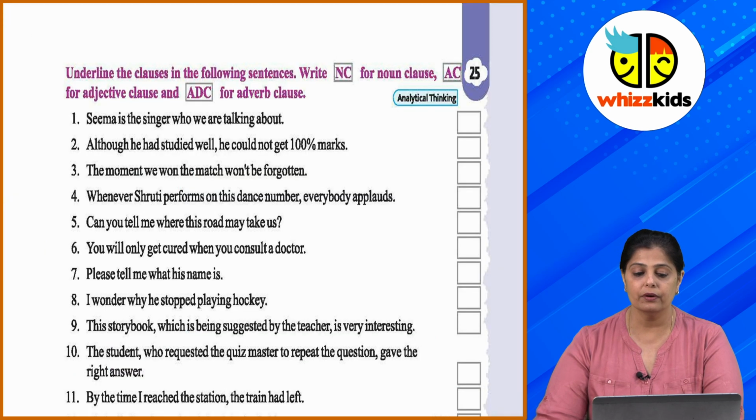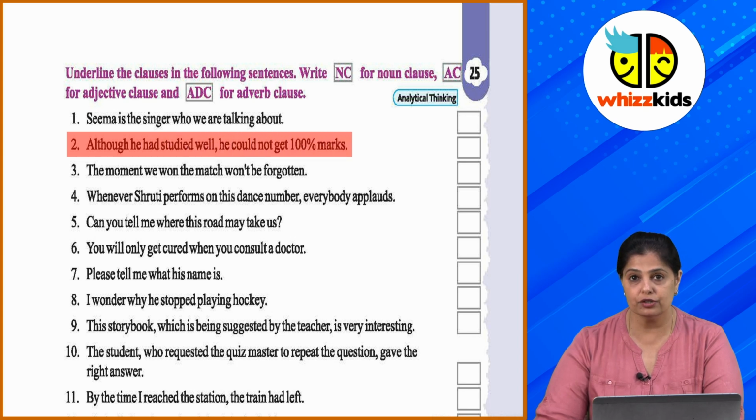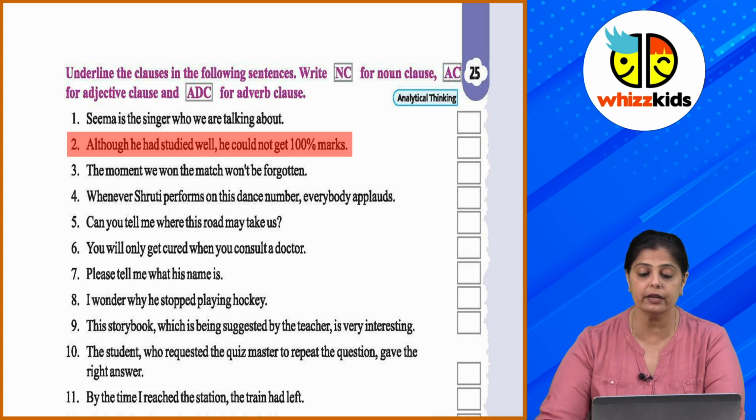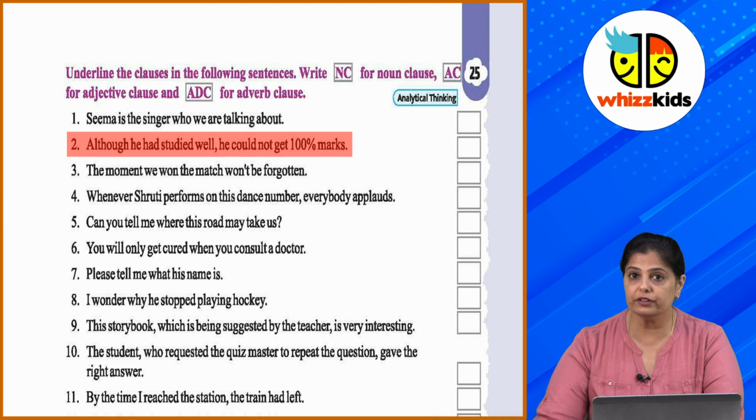Okay. Now, although he had studied well, he could not get 100% marks. So, again, although he had studied well, he could not get 100% marks. So, noun clause के बारे में हो रहा है. Okay. So, now, rest of them you have to do it. Alright children, so get going.